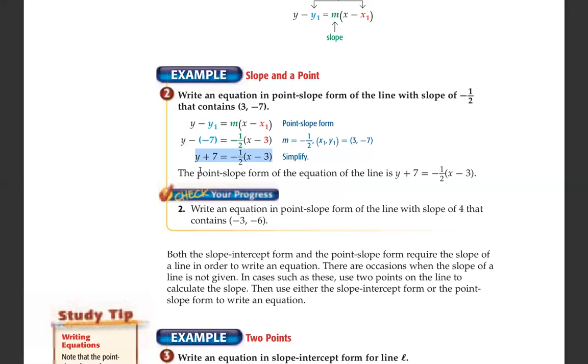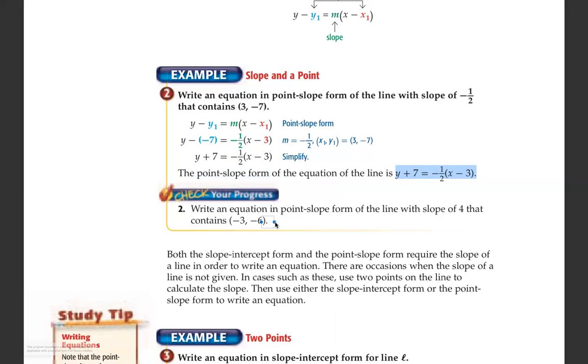Okay, so this is now your answer, because you are just asked to write the equation in point slope form. Okay, so this is now the equation of the line in point slope form, whose line contains a slope of negative 1/2 and has a point 3, negative 7.